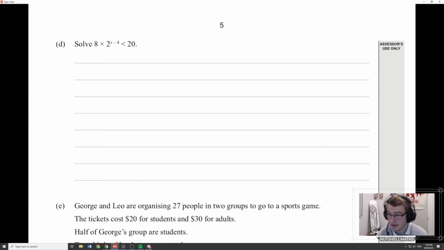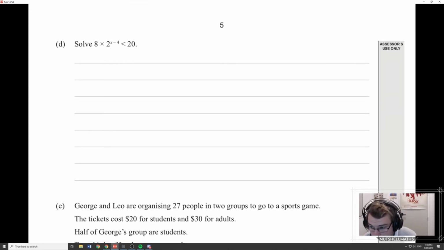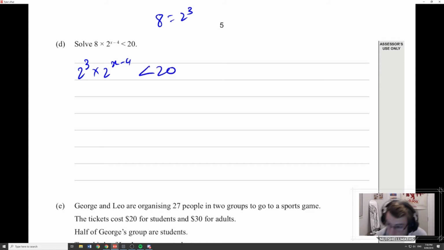Yeah, this is the Exponents. This is the easier of the two. This other one's a bit harder. Right. So, let's have a look. What if I turned 8 into 2 to the 3? 2 to the 3 times 2 to the x minus 4 needs to be less than 20. That's probably the more straightforward way, to be honest. Whichever way you prefer. Okay?